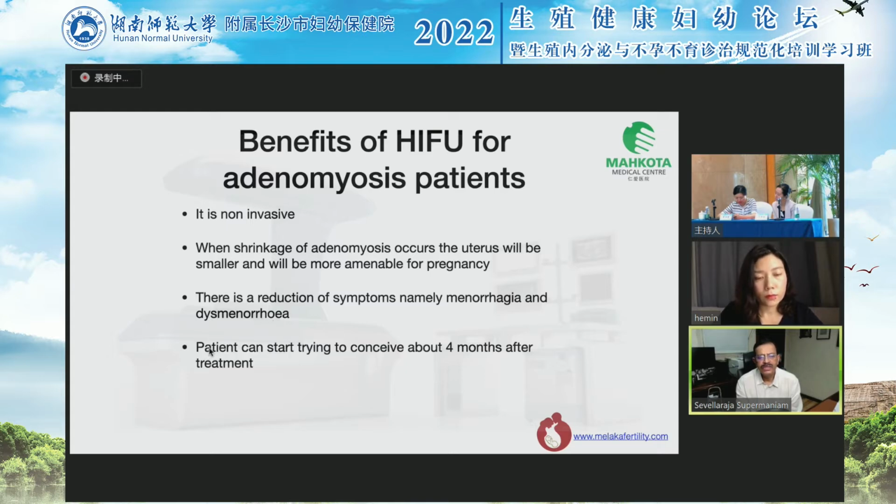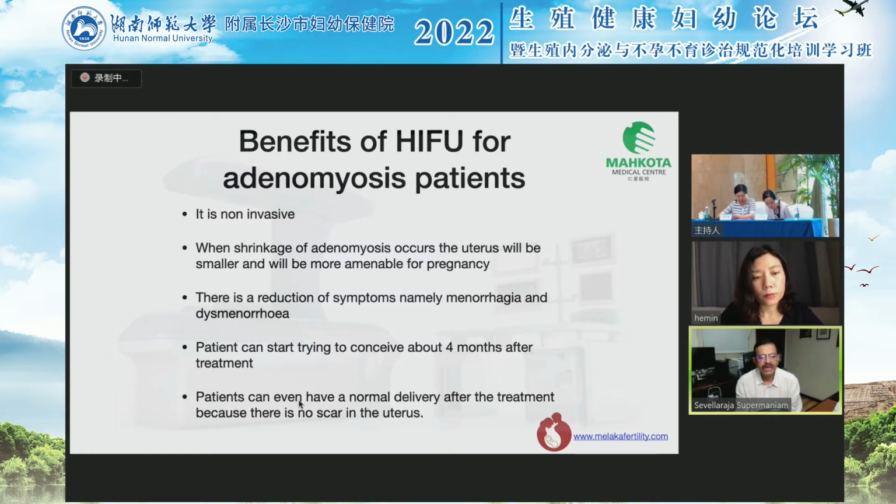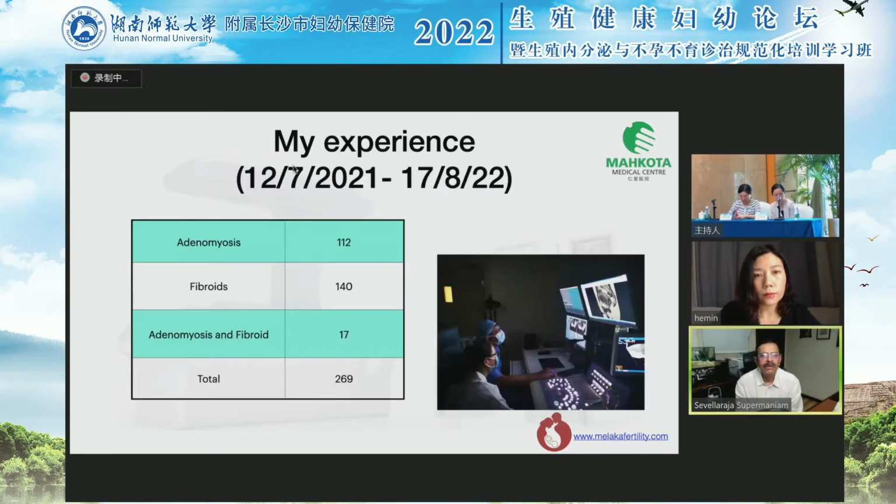And the fourth advantage is patient can start conceiving about 4, maybe 6 months after treatment. And the final advantage is patients can even have a normal delivery after the treatment because there is no scar in the uterus. Now, this is my experience.